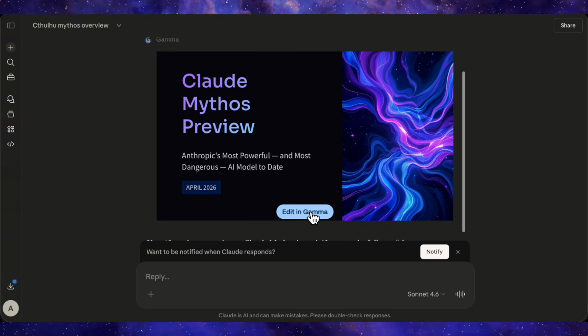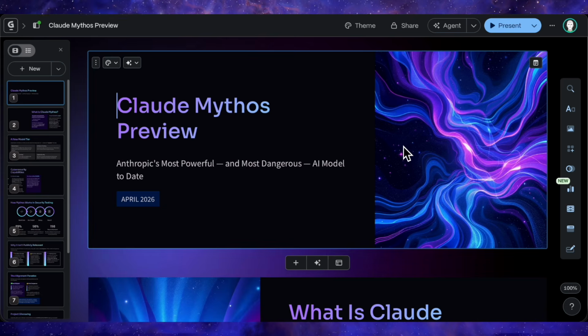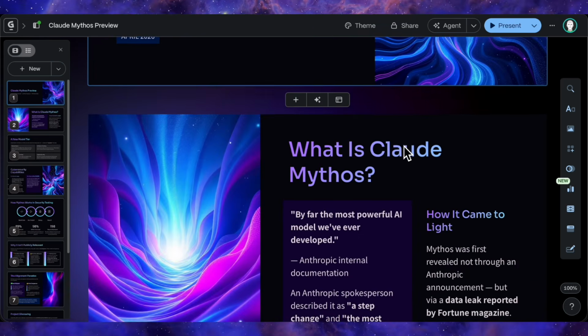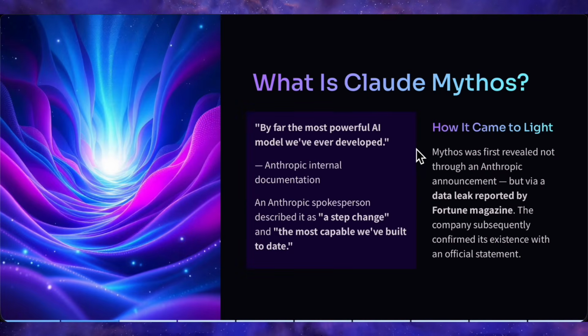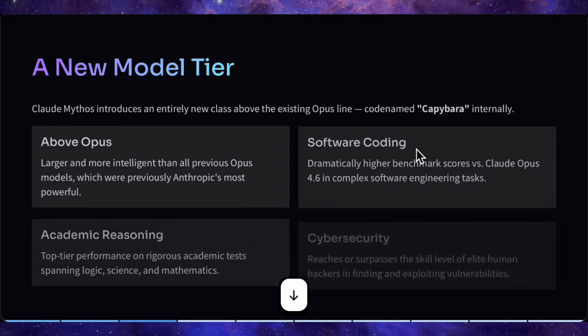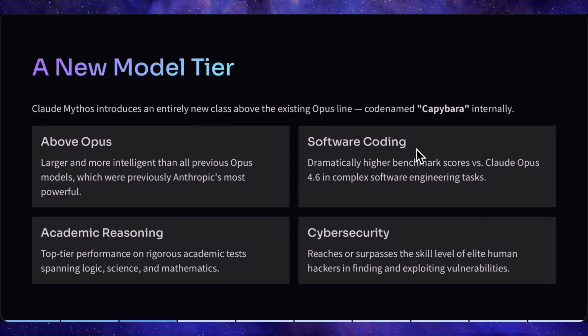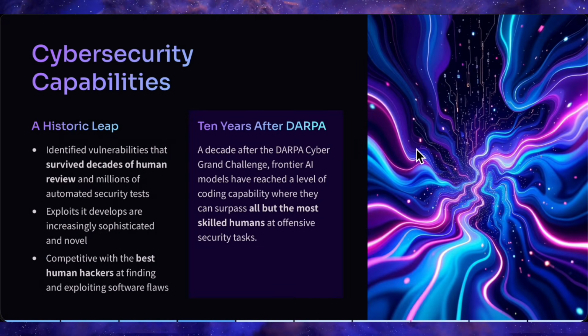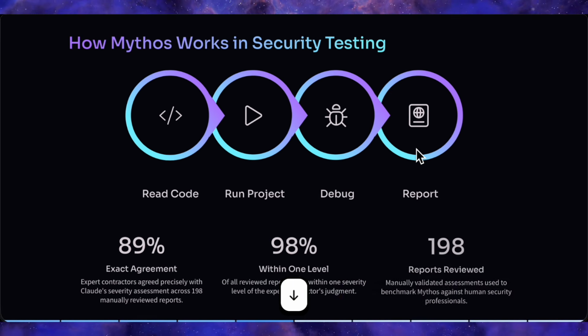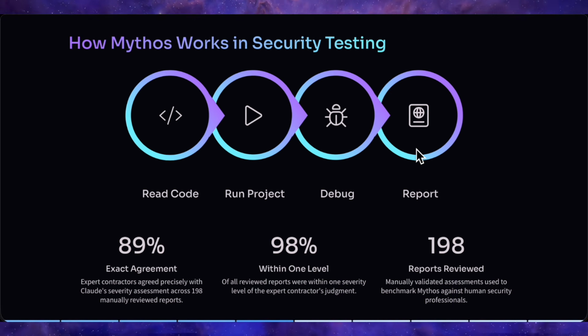A button appears, Edit in Gamma, I click it, and there it is. 10 fully designed slides, already using my custom theme, already formatted with professional layouts, charts, percentage visualizations, icon sets. Slide 5 alone with the circular data visualization looks like something a designer spent an hour on.